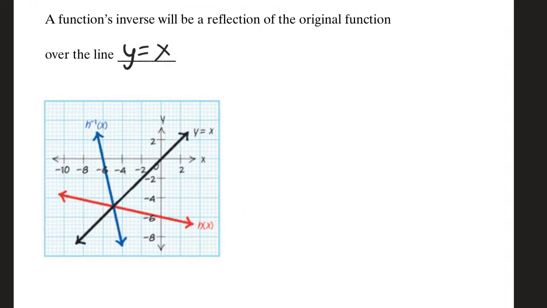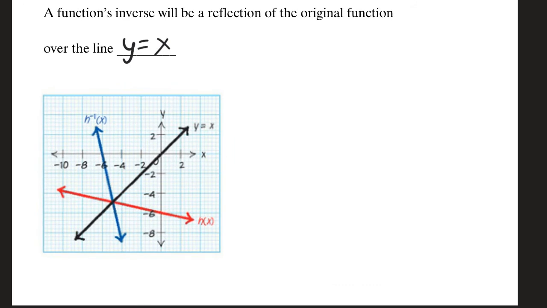I just want you to see one more time. Here's another example where I have an original function and its inverse, and when these are graphed, if they are truly inverses of each other, then they will be a reflection over that line y equals x. So you can kind of see that that is a true statement for this example here.